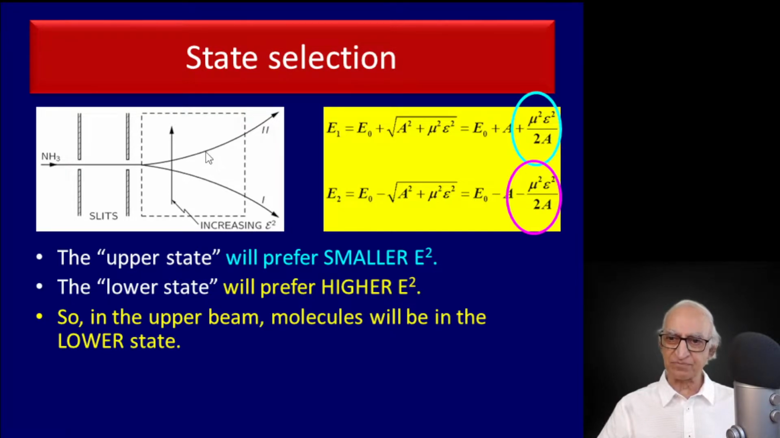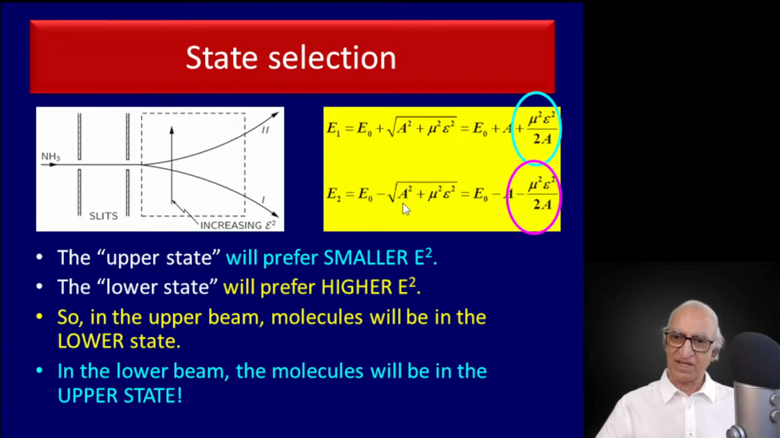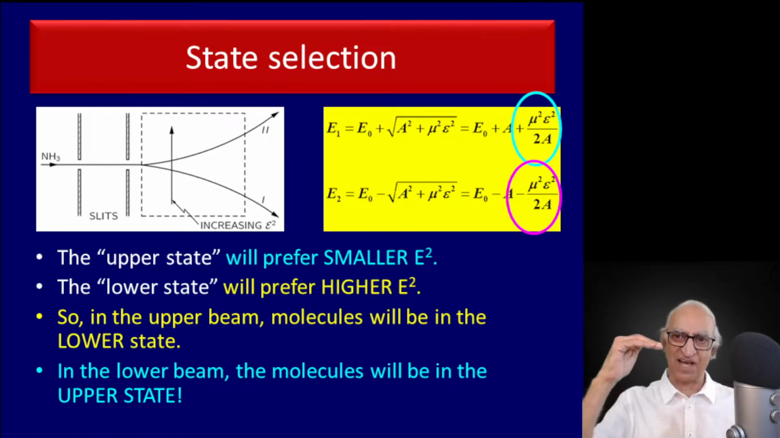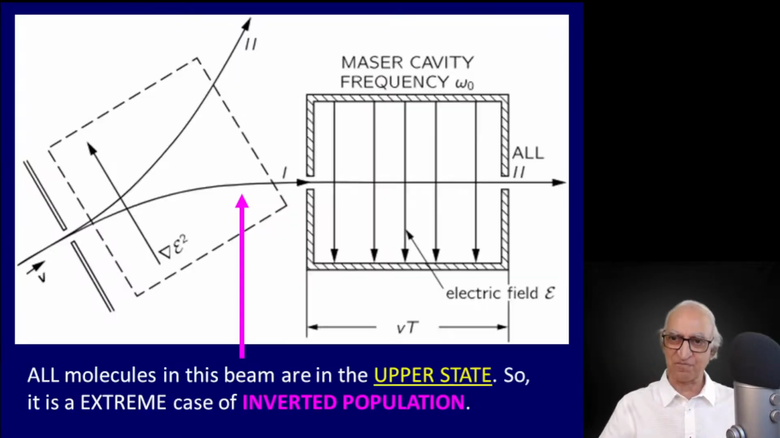In the upper beam, the molecules will be in the lower state. Why? Because in the upper beam, E squared is larger. E squared larger means it will be in the lower state. In the lower beam, which is over there, the molecules will be in the upper state. Why? Because E squared is smaller, and that's what the upper state will prefer because there is a plus sign there and not a minus sign. So I have created a filter. The upper beam is purely lower state and the lower beam is purely upper state.